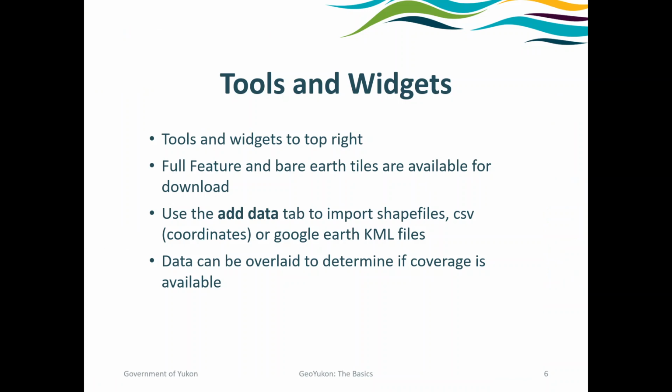Right, so now I'm going to talk about the other tools and widgets. I breezed over them in the last demonstration. We'll get a little more deeper into what those do. So again, they're at the top right of the screen. And as I mentioned, there's full feature and bare earth available for download from Vertisee. You can use the Add Data tab to import spatial data such as shapefiles, CSVs, or Google Earth KML files. I'll demonstrate that. And this data can be overlaid to determine if you have coverage for your area of interest, or AOI.